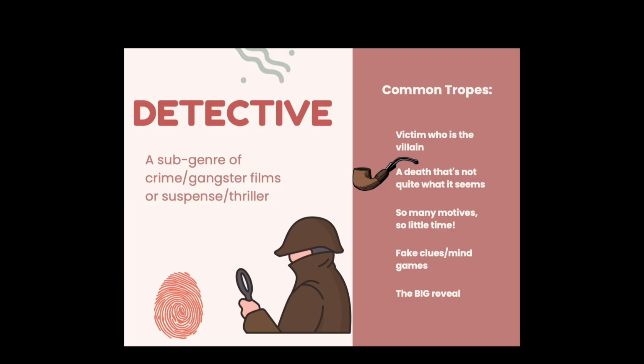For a death that's not quite what it seems, this is typically a situation wherein a death has either been staged or the events of the death, the circumstances surrounding it, are being misinterpreted by our detective. So many motives, so little time actually ties to the victim who is the villain trope, insofar as if the victim is also the sort of person that people would seek revenge against, that creates circumstances wherein there are potentially multiple people who are guilty of the crime.